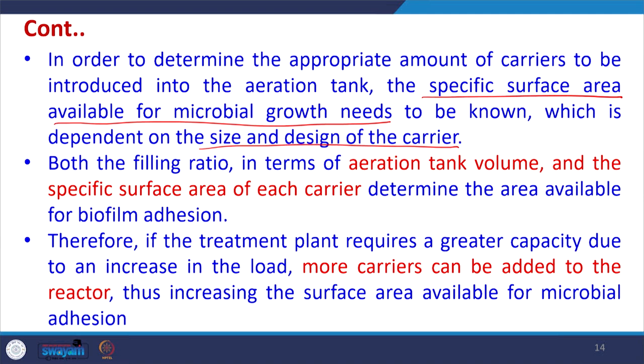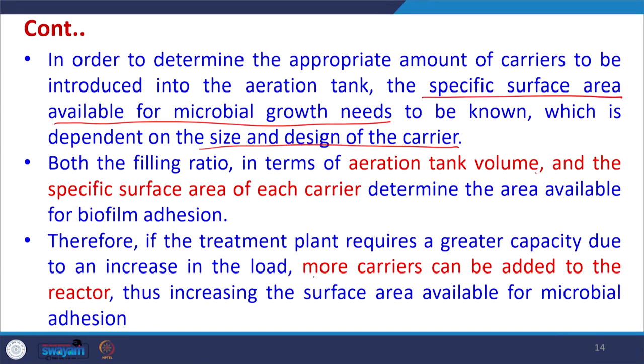Both the filling ratio in terms of aeration tank volume and the specific surface area of each carrier determine the area available for biofilm growth or adhesion. Therefore, if the treatment plant requires a greater capacity due to an increase in the load, more carriers can be added to the reactor, thus increasing the surface area available for microbial growth. In turn, we can also use a carrier which has a much higher surface area. In that case, the same amount of carriers will be there, but additional cost will be required because we are using carriers with higher surface area.